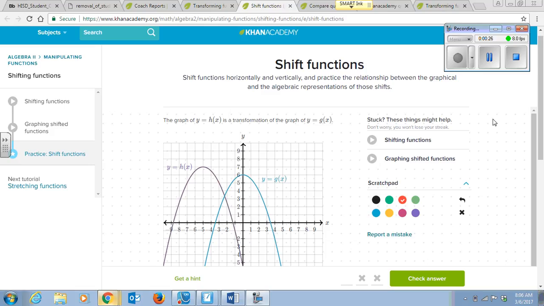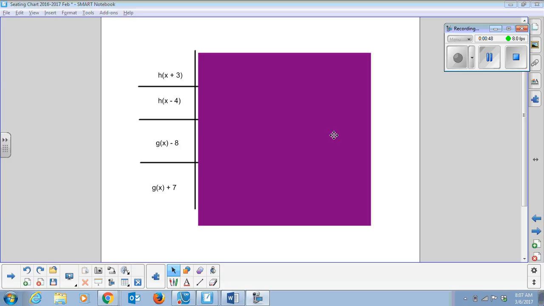All right, so for shifting functions, basically we're looking at how much did one graph move to get to the other. So we're looking at how many spaces left or right and how many spaces up or down. There are two ways that you're going to see it. One is an equation and one is with the graph. With the equation, there's a little table that I want you to write down. So we're going to look at h of x plus 3, h of x minus 4, g of x minus 8, and g of x plus 7.